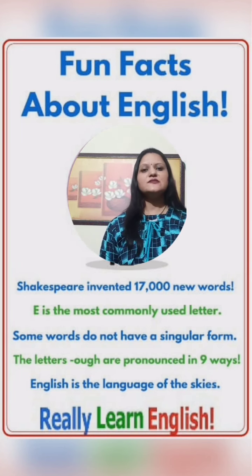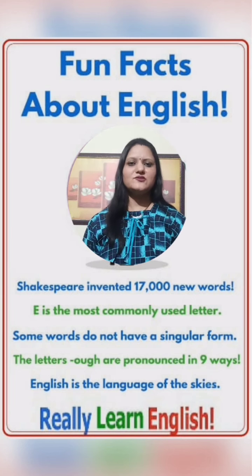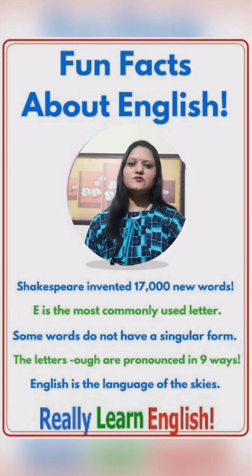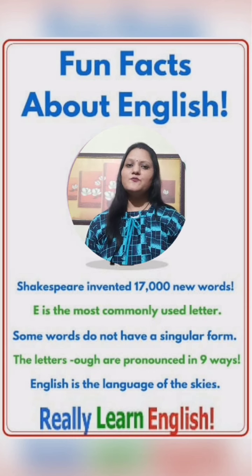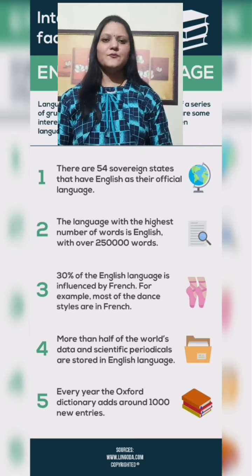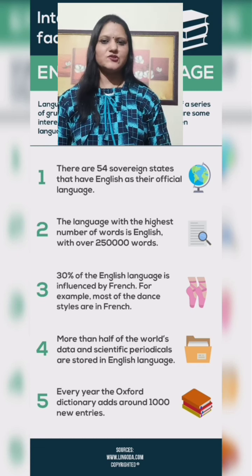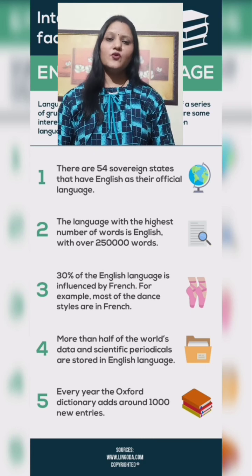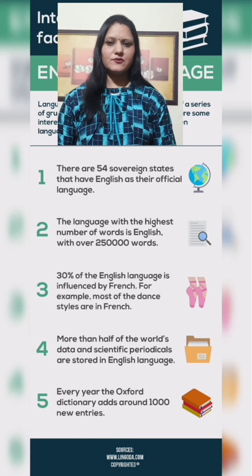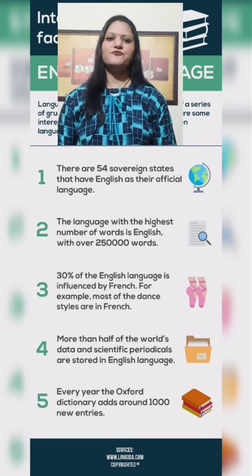And English is the language of the skies. The International Civil Aviation Organization introduced special tests for language proficiency to remove the language barriers. Some more interesting facts. There are 54 sovereign states that have English as their official language. The language with the highest number of words is English with over 250,000 words. 30% of the English language is influenced by French.